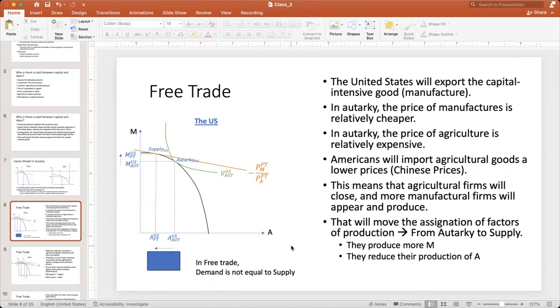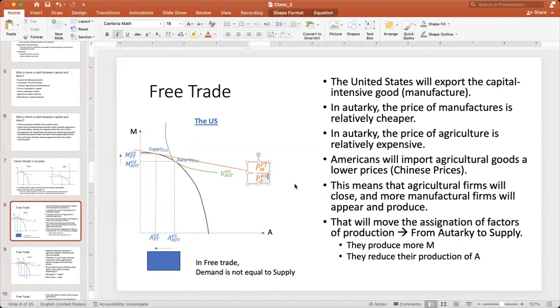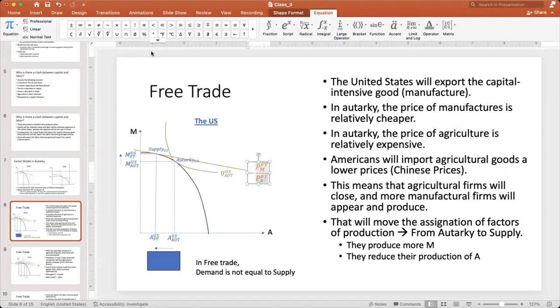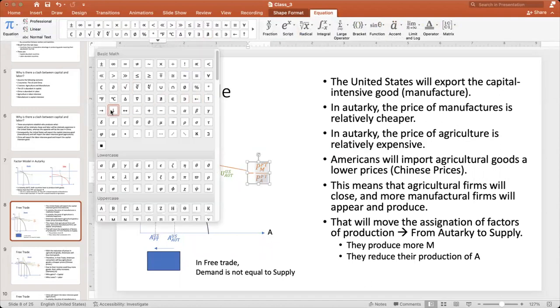So first, we are going to move the supply in the free trade. So we are going right now, moving our production to this scenario in which we reduce the agricultural production and we increase the manufacturer production. This, of course, will change the final prices. Why? Because the price of agriculture in the free trade is going to be lower in comparison to the autarky scenario.